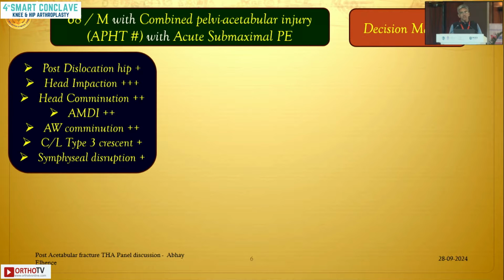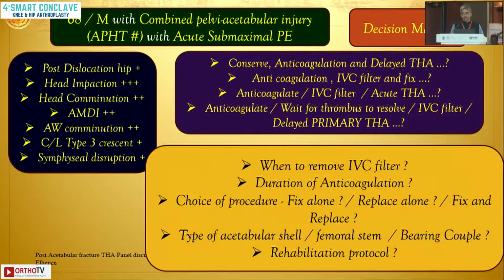So what are the decision-making factors here? So the first thing is basically the pathoanatomy of the injury. So he has a posterior dislocation of the hip, he has head impaction fracture, he has head comminution, he has AMDI, he has wall comminution, he has a contralateral pelvic injury, and he's got some physeal disruption. So do you fix or do you replace?